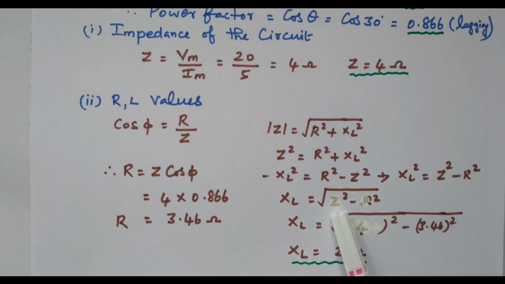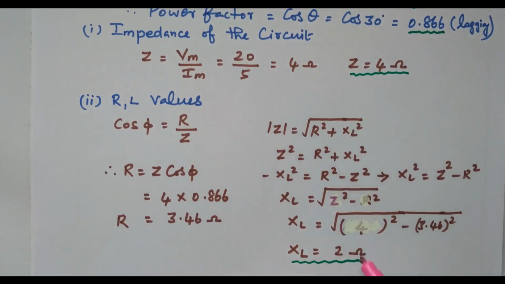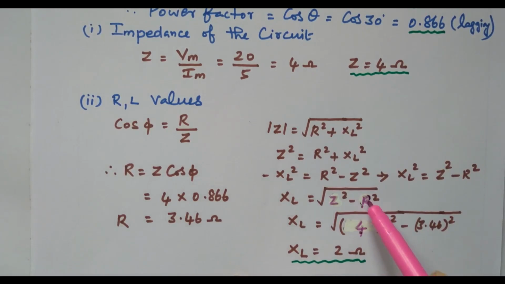Now we know the Z value is 4 ohm, and the R value we calculated is 3.46. By simplifying this, we get 2 ohm. This is Z, with value 4 ohm, and this is R. So now we got the inductive reactance as 2 ohm. From that we can calculate the inductor value.